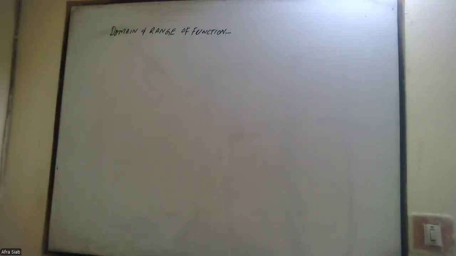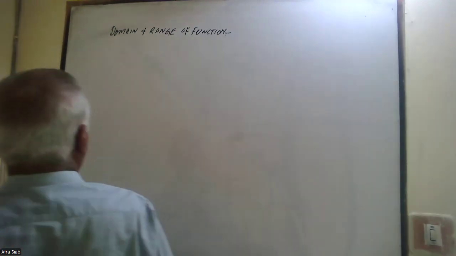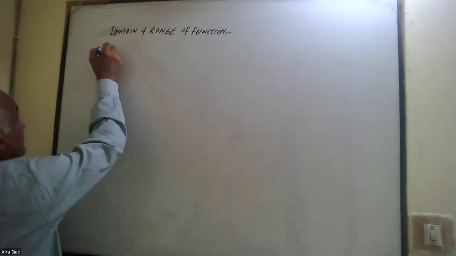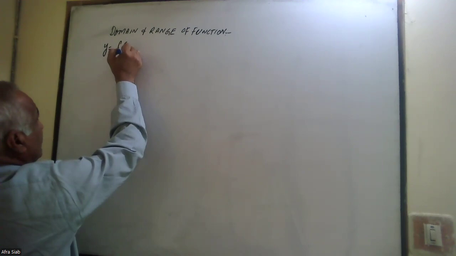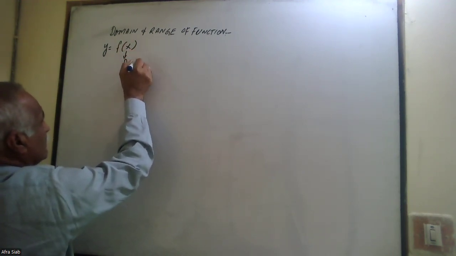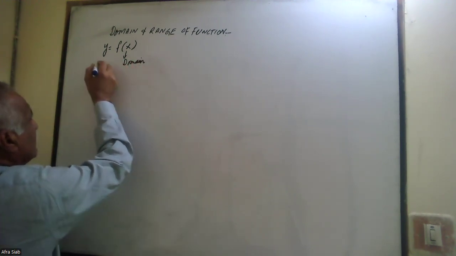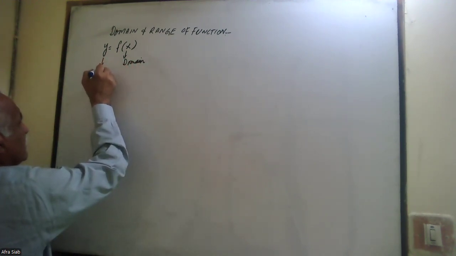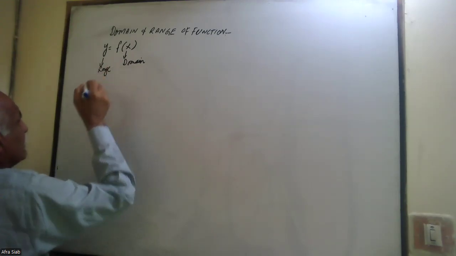We are talking about domain and the range of the function of different types for AS level, for P1. We know that y is a function of x, and x is known as the domain, and y is known as the range.